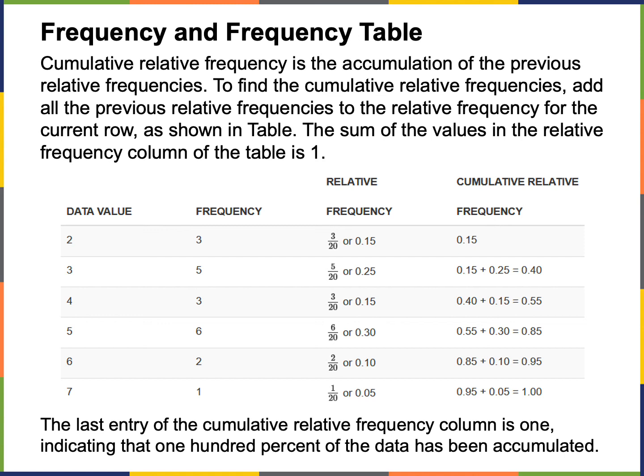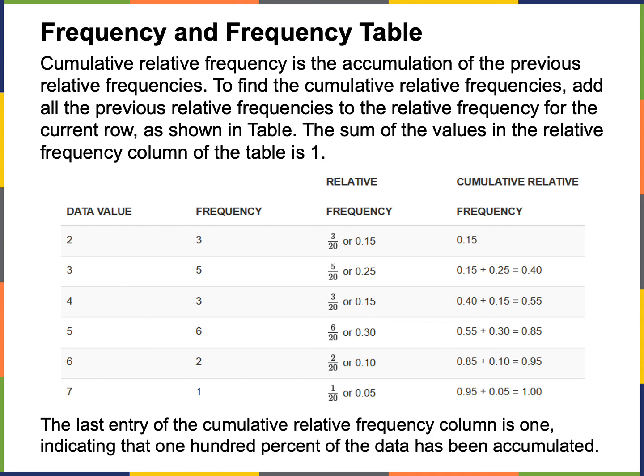Okay, so then 4, 3 out of 20, 0.15. So you take the one before it, add to it 0.15, and that's equal to 0.55. Okay, so basically it just keeps adding on top of each other. You can also do this with fractions. So this would be 3 out of 20. This would be 8 out of 20. This would be 11 out of 20. So you see what I'm saying? So it would just keep accumulating.